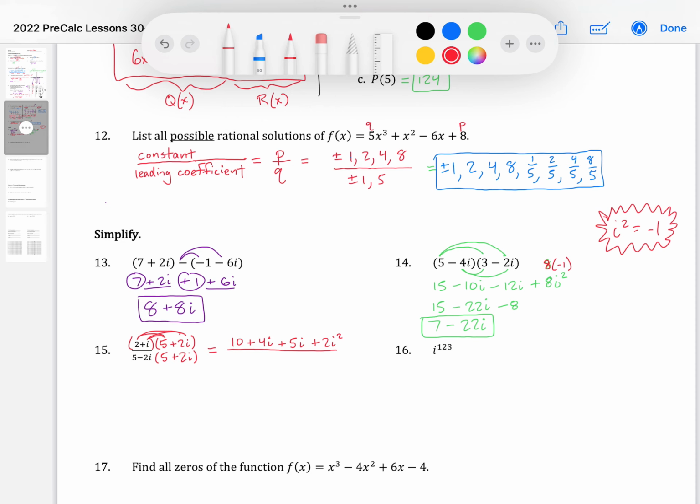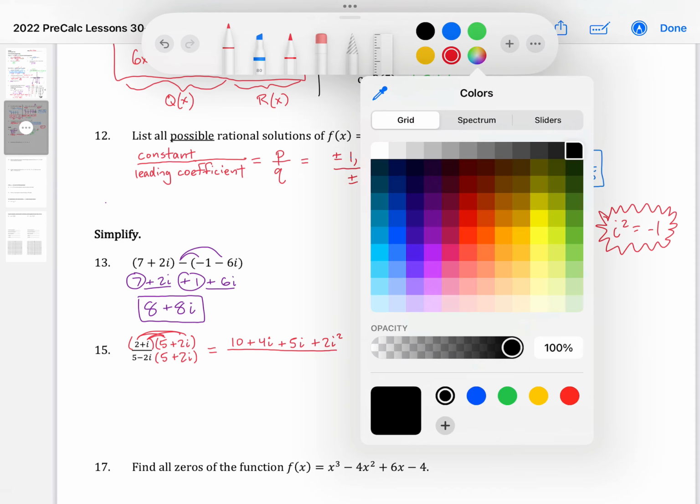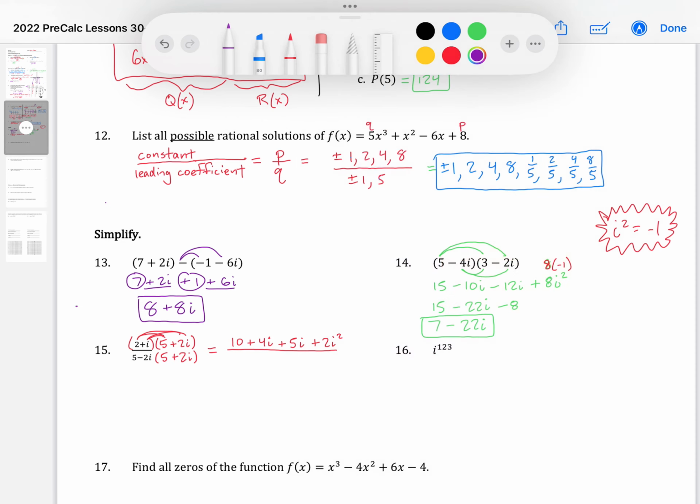And the bottom, whenever you are foiling a conjugate, you can just do the first and the last, because notice your plus 10i and your minus 10i will cancel, so you don't have to do the outsides and insides. So 5 times 5 gives you 25. And then negative 2i times positive 2i is minus 4i squared. And then again, remember, this piece and this piece both become negative 1.